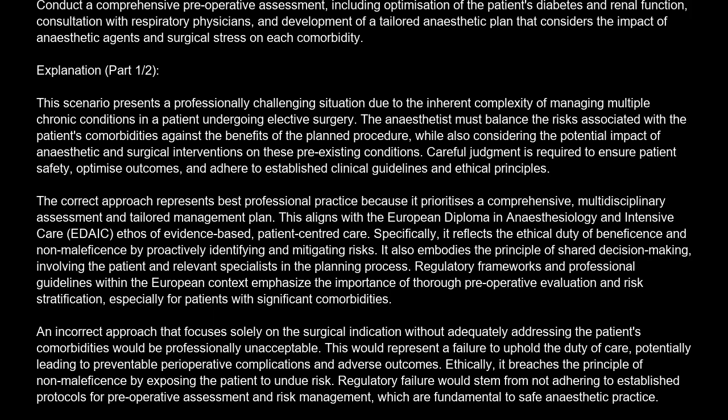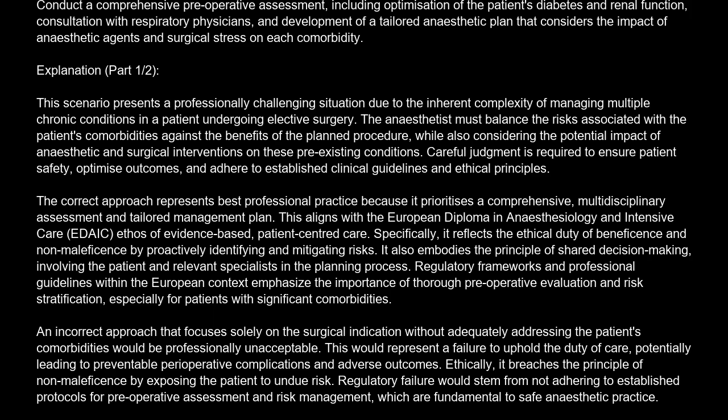The correct approach represents best professional practice because it prioritizes a comprehensive, multidisciplinary assessment and tailored management plan. This aligns with the European Diploma in Anesthesiology and Intensive Care, EDAIC, ethos of evidence-based, patient-centered care. Specifically, it reflects the ethical duty of beneficence and non-maleficence by proactively identifying and mitigating risks. It also embodies the principle of shared decision-making, involving the patient and relevant specialists in the planning process. Regulatory frameworks and professional guidelines within the European context emphasize the importance of thorough preoperative evaluation and risk stratification, especially for patients with significant comorbidities.